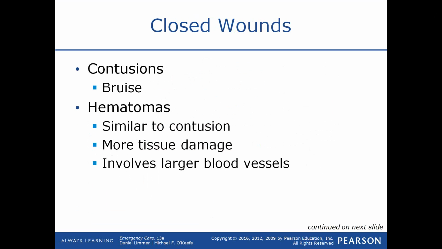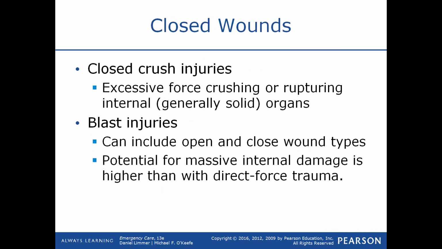Closed wounds, we see contusions, which is another word for bruise. We see hematomas, and that's similar to a contusion, but usually it is the result of more tissue damage and involves larger blood vessels. A bruise is bleeding under the skin. A hematoma is bleeding under the skin, but it's a big pocket of blood, often referred to as a goose egg. Closed crush injuries are the result of excessive crushing forces, which can rupture internal organs, and those internal organs, particularly the solid organs, are going to bleed excessively, causing shock.